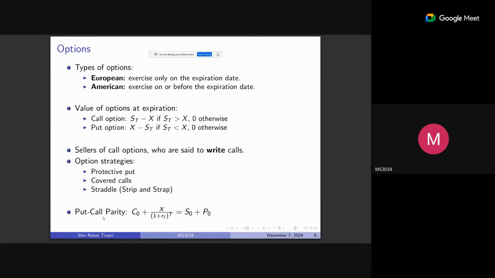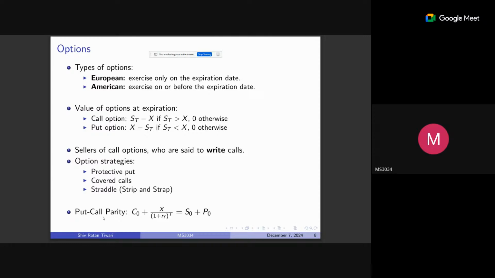But in the case of an American option, you can exercise it on or before the expiration date. It gives you that flexibility, and because of this, it is intuitive to expect that American options with the same features will have a higher price. They will cost you more because they are flexible. You can exercise them at any time.